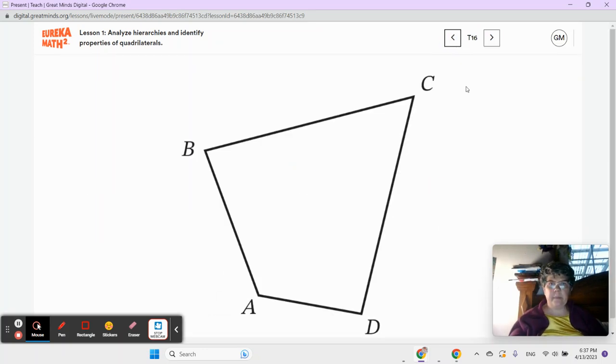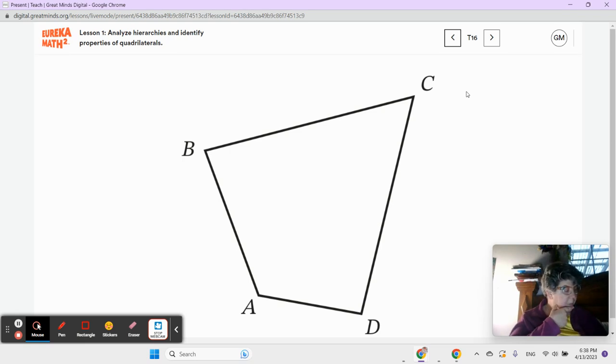Figure ABCD is a quadrilateral. How do we know it's a quadrilateral? Can you put that in Edpuzzle? Number 1 in Edpuzzle: how do we know this is a quadrilateral? Yes, it has 4 sides. Is having 4 sides a property of quadrilaterals? How do you know? It's true of all quadrilaterals. All quadrilaterals have 4 sides.